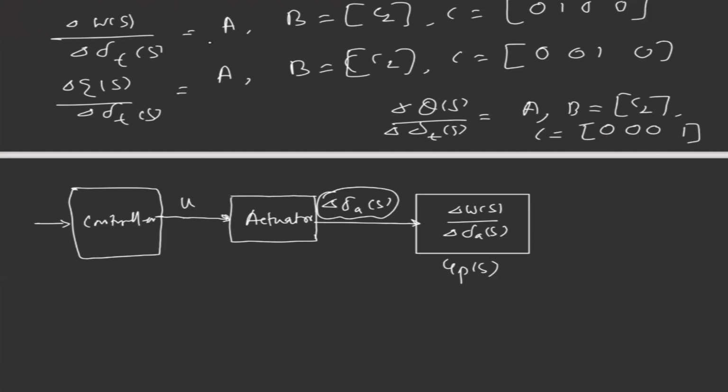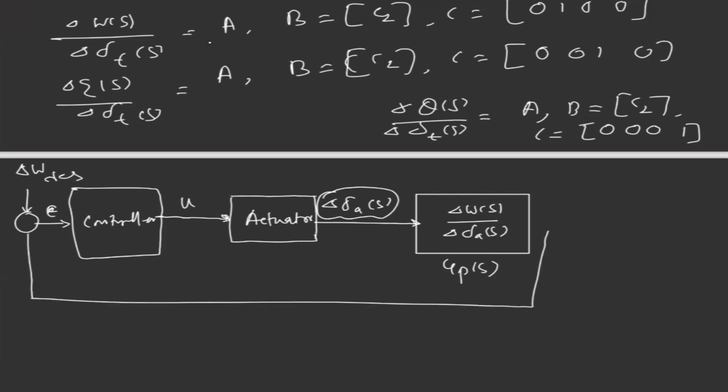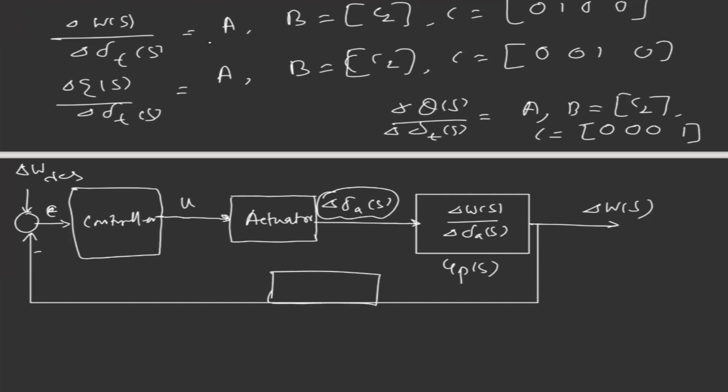And this is the controller, and this error is going to affect it. This is the summing point, and here we can set delta W DGR, and this is the feedback. This is the feedback loop. Here delta WS is the output, it's the feedback, and we have a sensor maybe here.